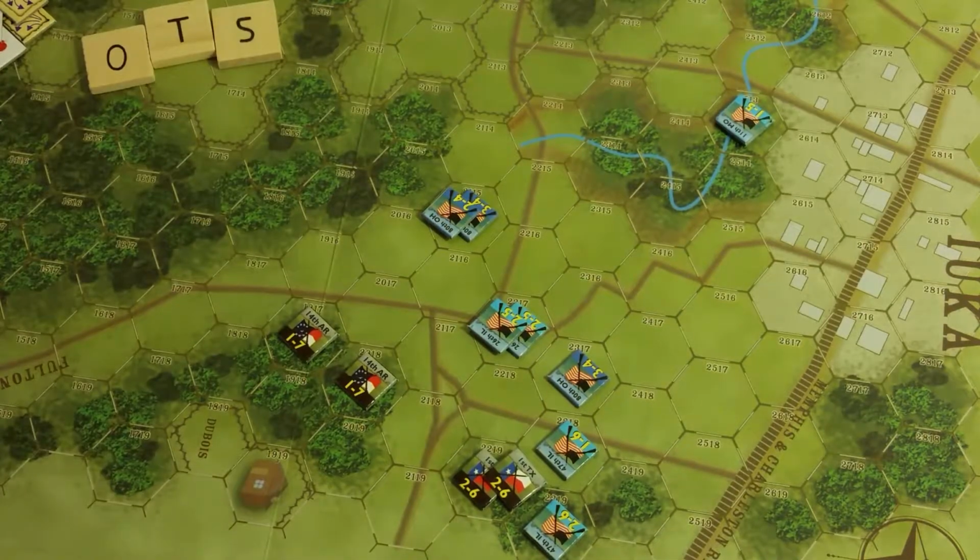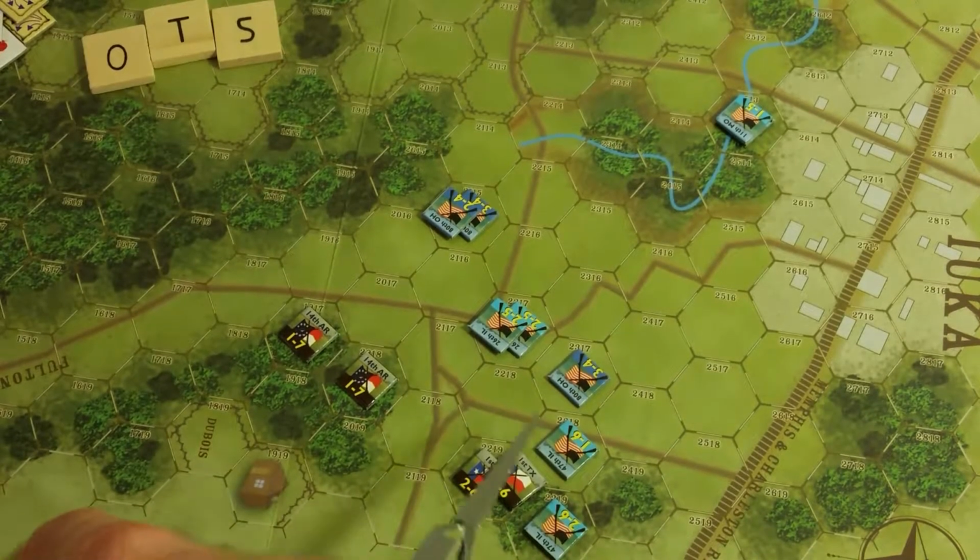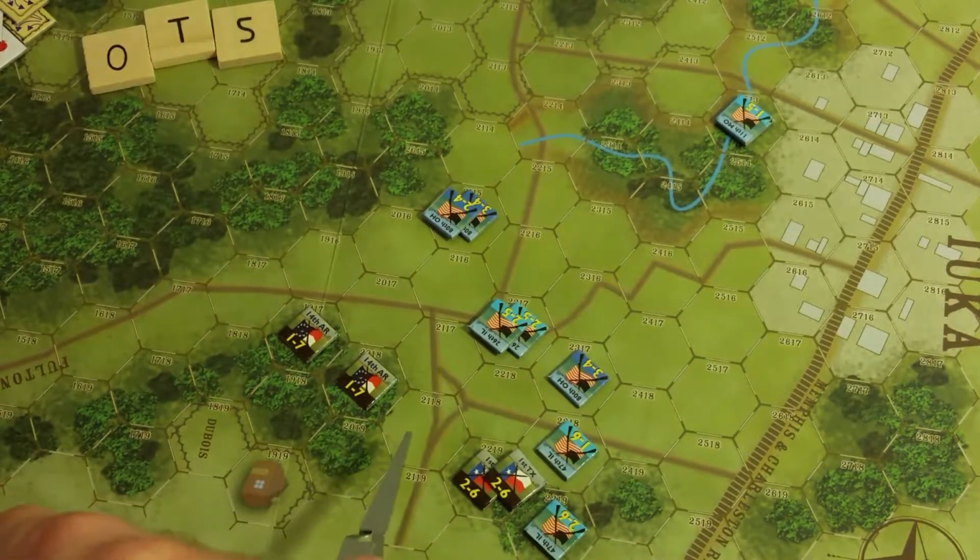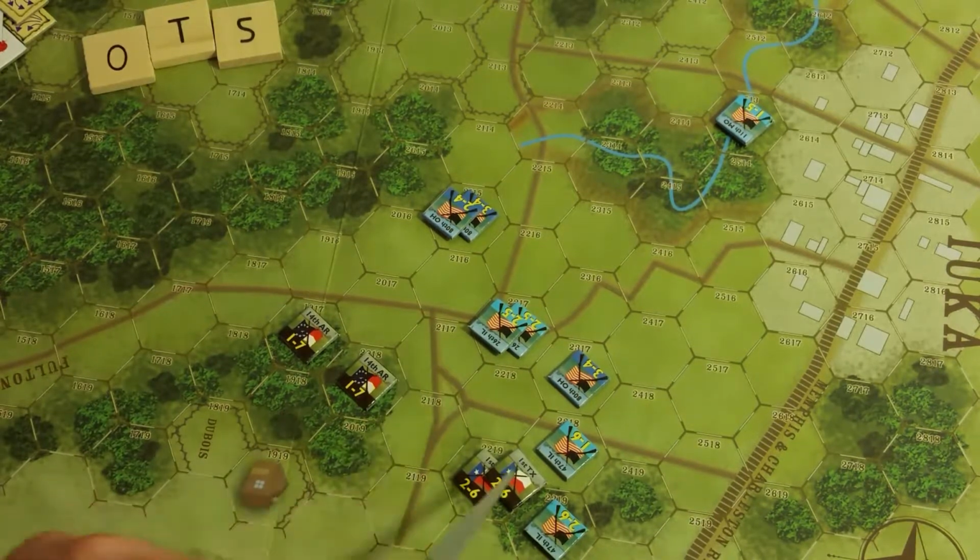Okay, so I've set up something that looks fairly similar to the example in the examples of play document. I tried to get the array of different formations similar enough, the relative positioning, the terrain being occupied as close as possible, and especially the unit strengths as close as I could.